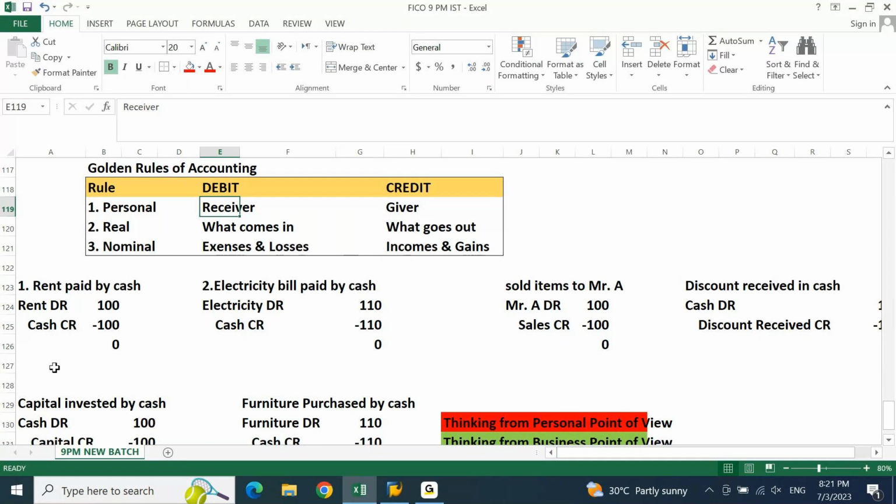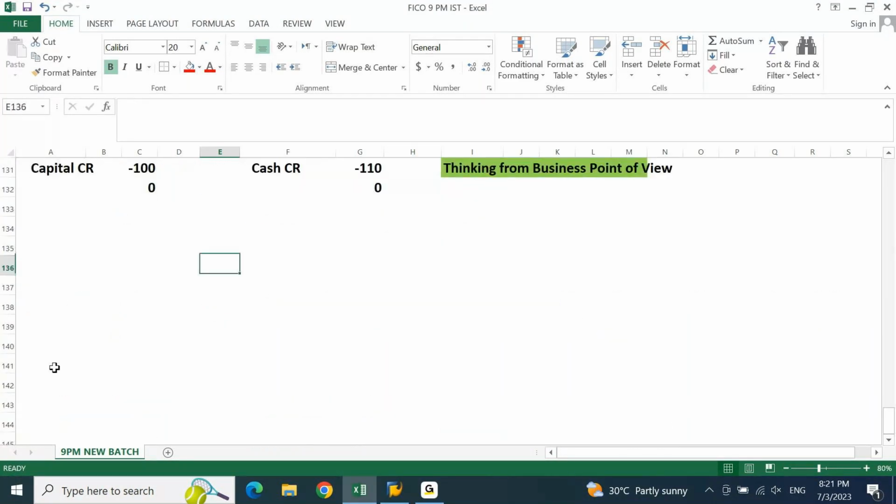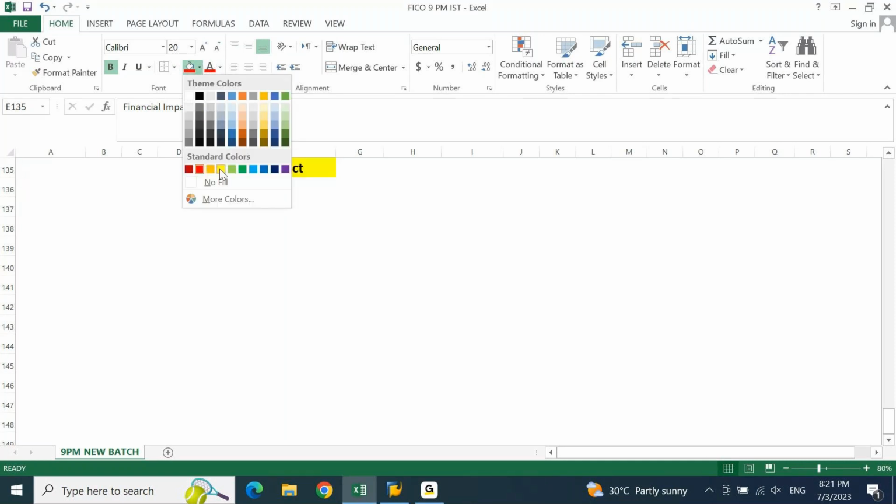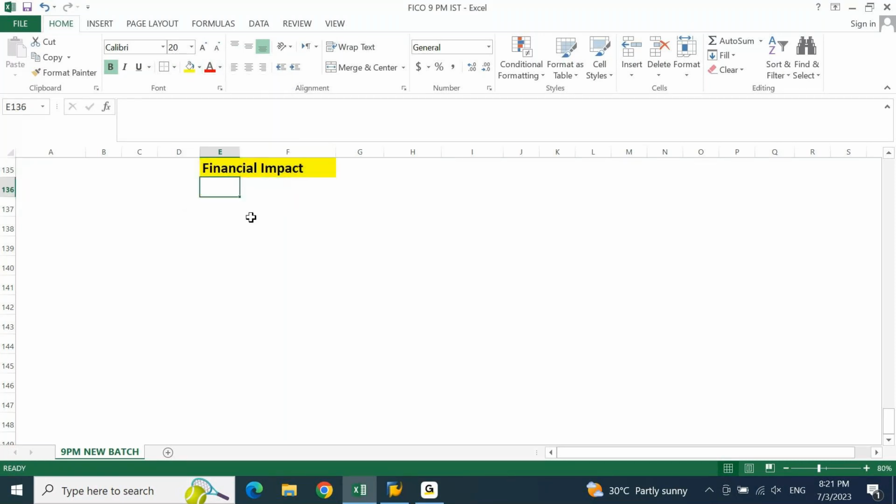Okay. So once we know what is the debit and what is the credit, in short the basic accounting entries we are able to write, the next thing you need to remember is something called financial impact. When I'm talking about financial impact, let's say I'm talking about one accounting entry, or your client is asking how this will affect or have an impact on my financials.